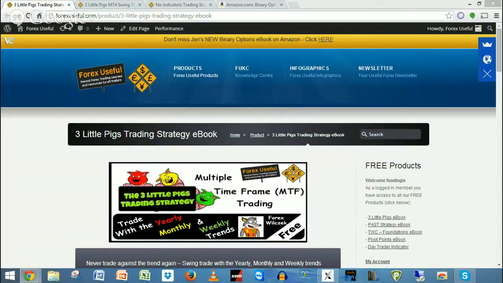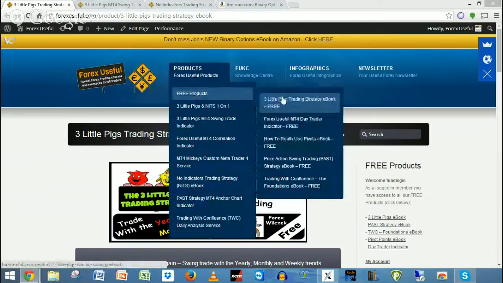Okay, good morning everybody. This is Three Little Pigs in the Live Market, and it assumes that you've read the free ebook, which is the Three Little Pigs Trading Strategy. That's a free product over here on the website. You can find it here.